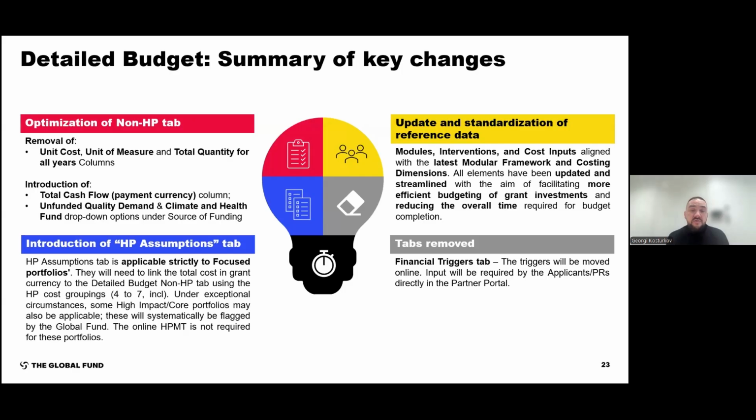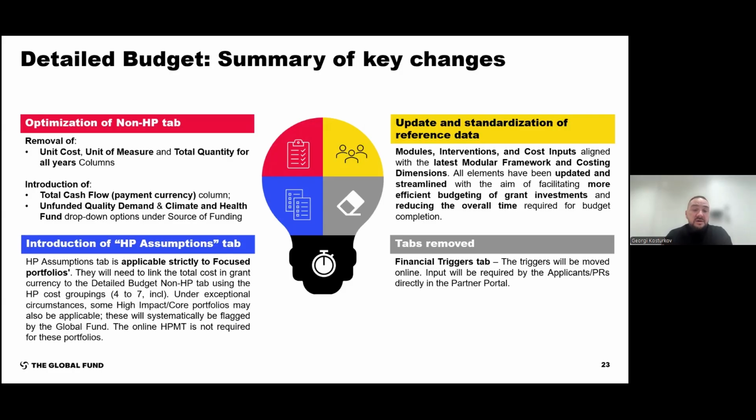Another change that we are introducing for GC8 is an update and standardization of the reference data, which refers to module, intervention and cost inputs. They are all aligned with the latest module framework and cost input dimensions, which will come with the updated budgeting guidelines. All of them have been updated, but also reduced, which, as I mentioned previously, we hope will make the budgeting process more efficient and also reduce the overall time required for budget completion.